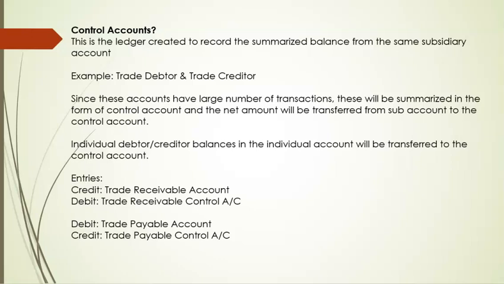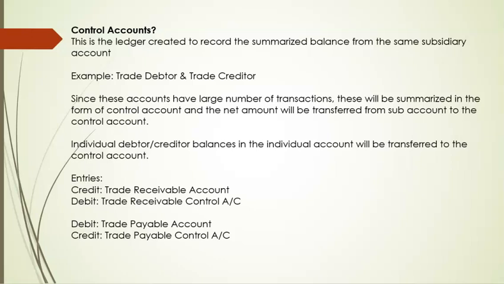You can't bring all individual customers to your trial balance, so we use control accounts to transfer the total net amount of the debtor account or creditor account, or whatever account has a large number of transactions, to those control accounts. So we take the total summary, the total amount, and transfer it from the individual ledger accounts to the control account. The control account will have the summary amount.